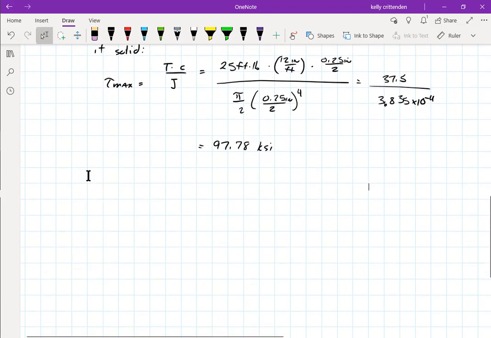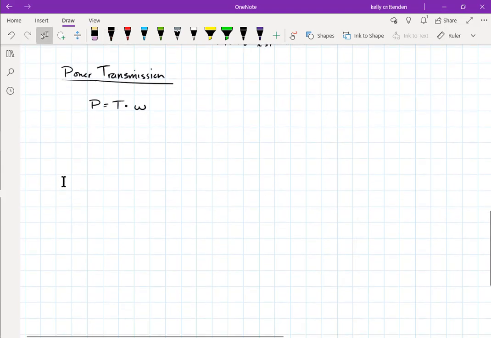How about we do a power transmission problem? So in power transmission, what we're trying to do, we just started with this equation. I thought maybe we would go in and kind of figure out where that equation came from, not in too much detail, but just the idea of it.